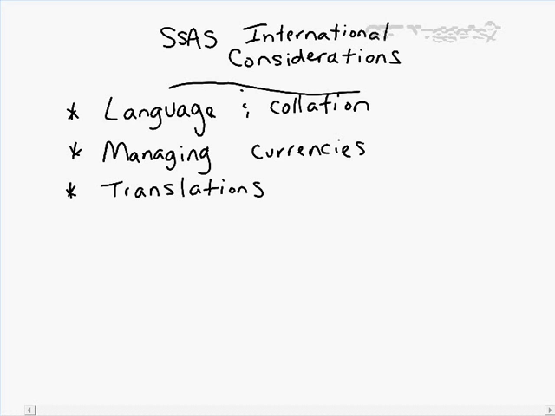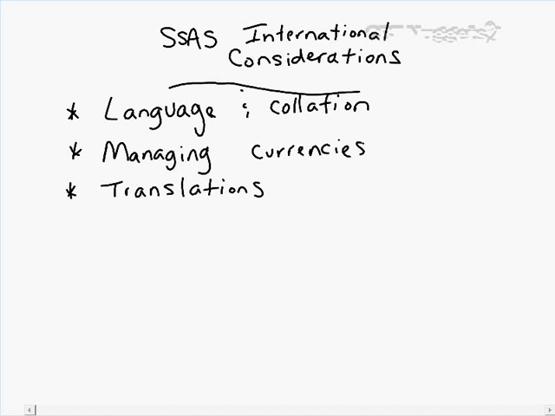The Japanese language has a completely different collation system from English. Collation has to do with the sorting of characters. So these international considerations are very important with SQL Server. In this nugget, we're going to talk about the base language as well as the collation settings. And then we'll talk about managing our different currencies.